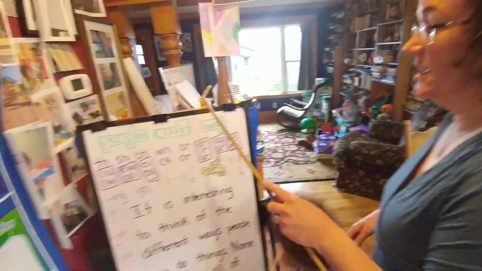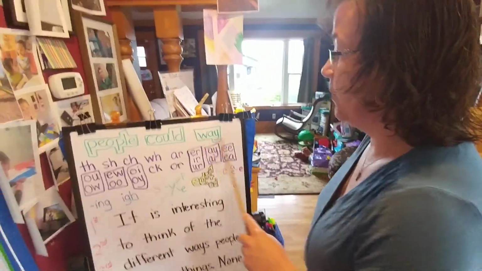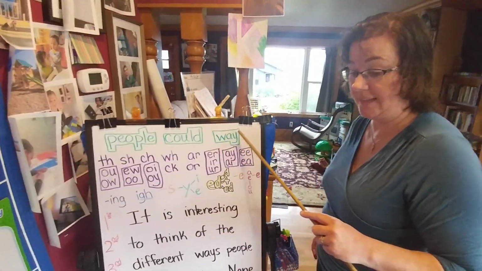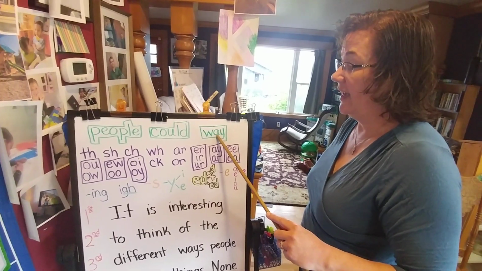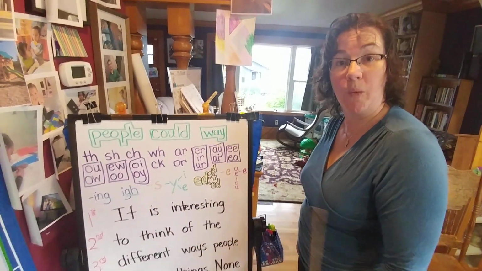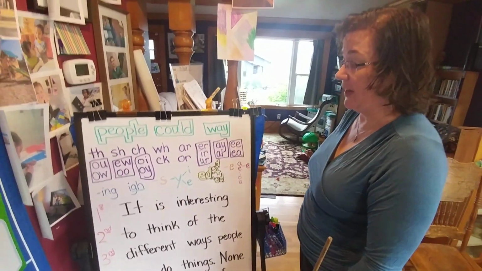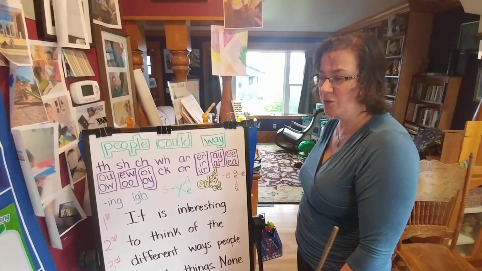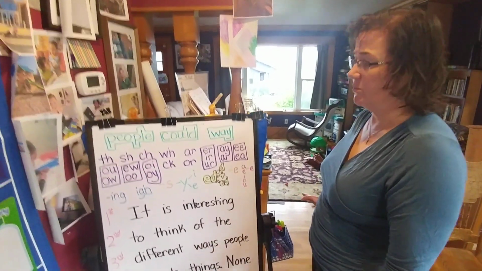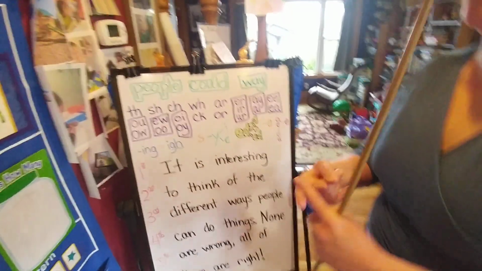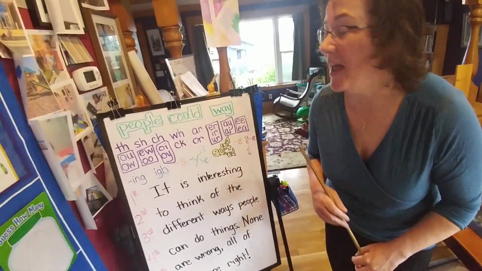Our last sight word is way. Spell it with me. W-A-Y. Way. It has a letter pair in it. Lots of letter pairs in our sight words today. A-Y. Do you know the way to the store? Do you know the way to your house? Which way do we go? Right or left? Way. Letter pairs are two letters that come together and make a new sound.